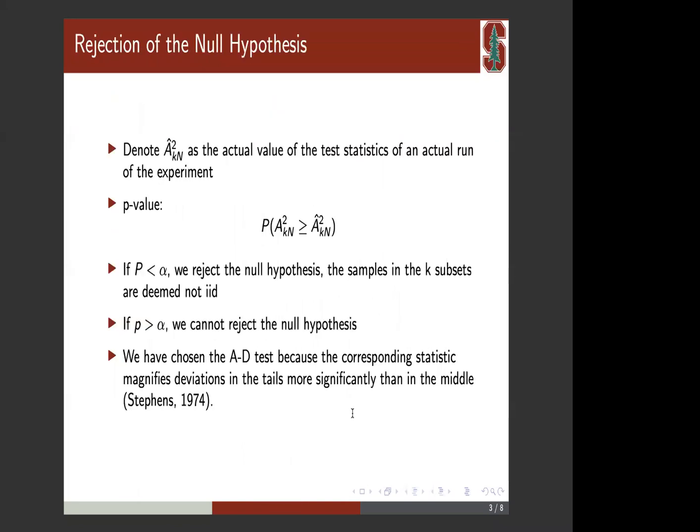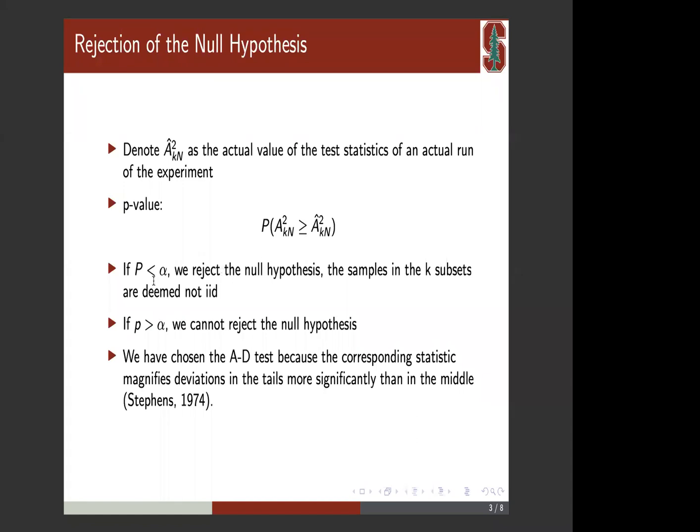In practice, the experiment has only been run a small number of times, and the CDF of an actual run of the experiment can be used to compute an actual value of the statistic, and we denote it by A-hat squared. The p-value is defined as the probability that the theoretically distributed Anderson-Darling statistic exceeds the actual value.